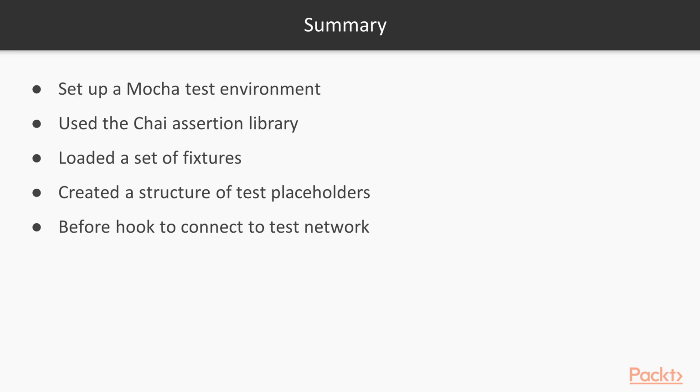In this video, we looked at how to set up our test environment to have a basic test file which loads our fixtures and sets up placeholders to hold our tests. Then we use a Mocha before hook to establish a connection to a test network without needing to create a full-fledged Hyperledger Fabric network.